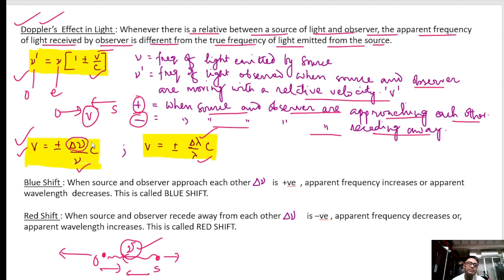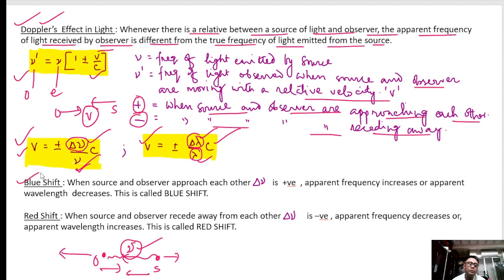So this is the change in the frequency as observed, and this is the actual frequency. This is the change in the wavelength as observed. This is the actual wavelength of the light emitted. This is the speed of light, and this is the relative velocity of the source and the observer.